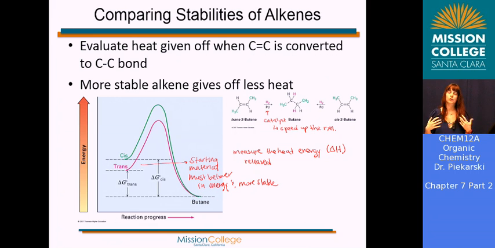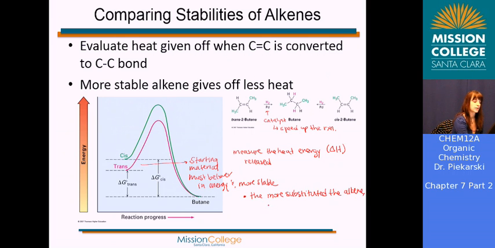Okay, so I just told you that trans is more stable than cis, right? But what happens if you have a tri-substituted or a tetra-substituted alkene? What is the order of stability for those alkenes? And the order is that the more substituted the alkene, the more stable. Okay? So I'll write that down here before moving on to the next slide. And this is important. The more substituted the alkene, the more stable.